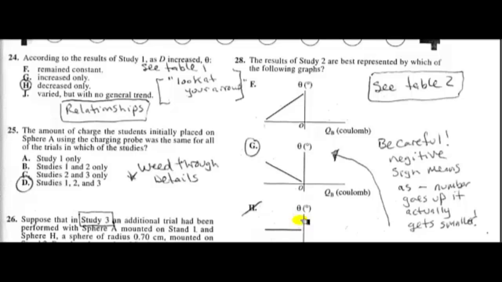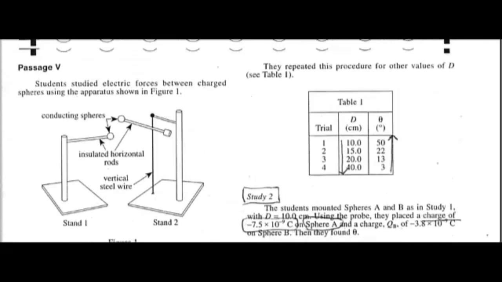Test 69A, Science Practice Problem, number 24. Number 24 reads, according to the results of Study 1, as D increased, what happened to theta? First thing we need to do is go up and take a look at the chart for Study 1. The chart is on the top of column 2 right here. It's Table 1. Here are trials 1 through 4, and here is D, and here is theta.